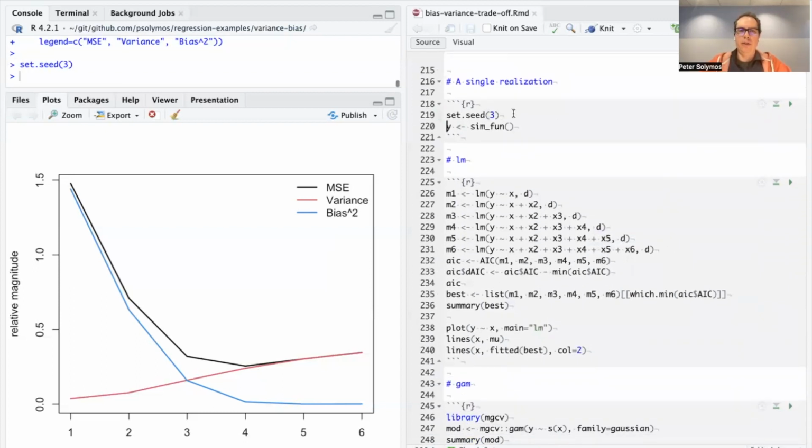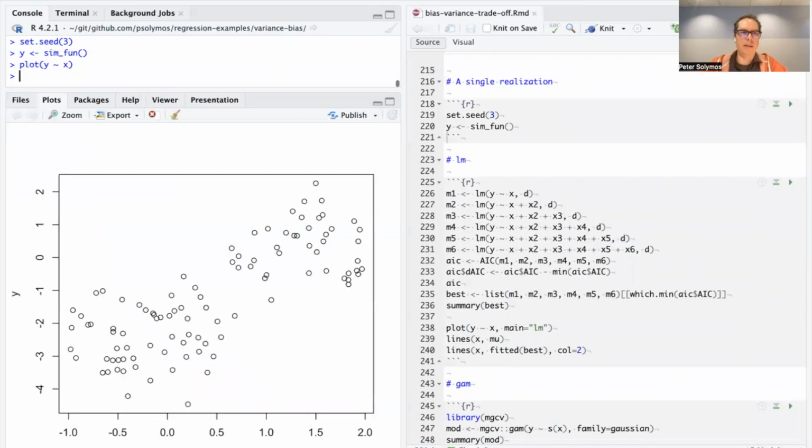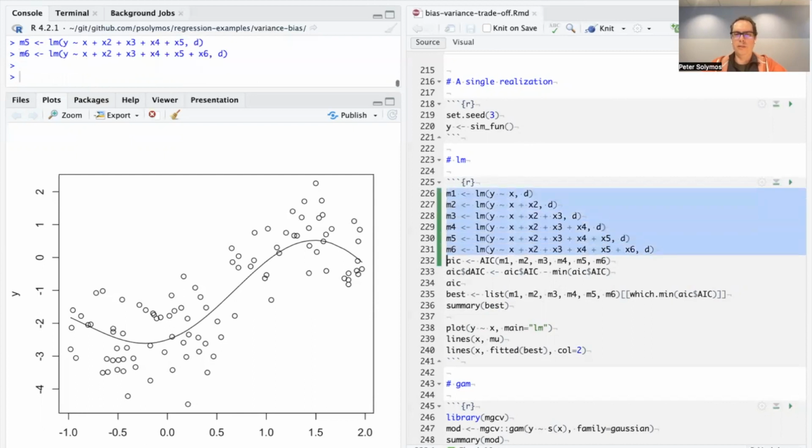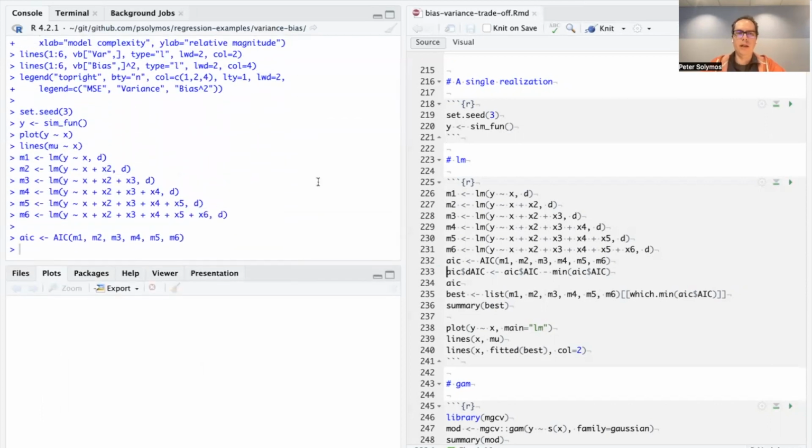So we set the seed to 3 and make a new data set. Plot y against x, lines mu versus x. So this is our new data set. This is how it looks. So first, we repeat what we did before with 6 models of different complexity, and we can calculate something called AIC, which is the Akaike information criterion.